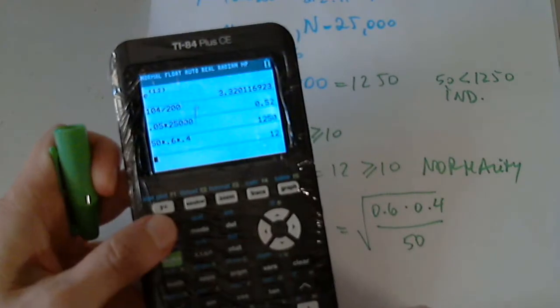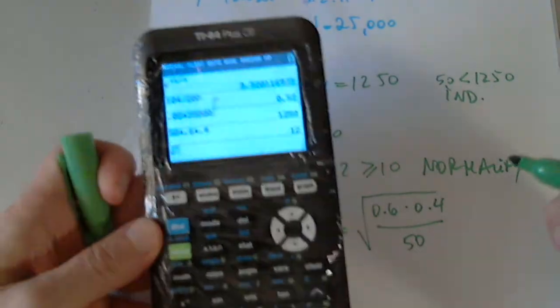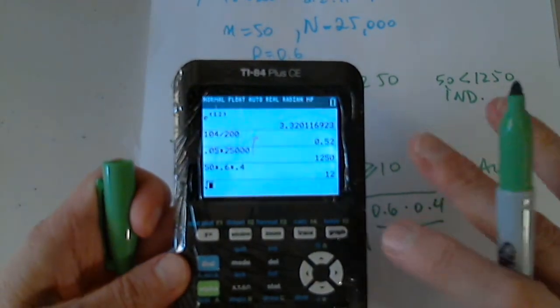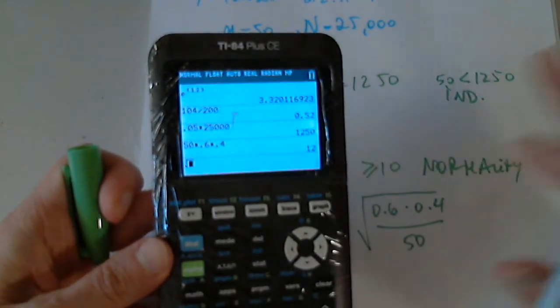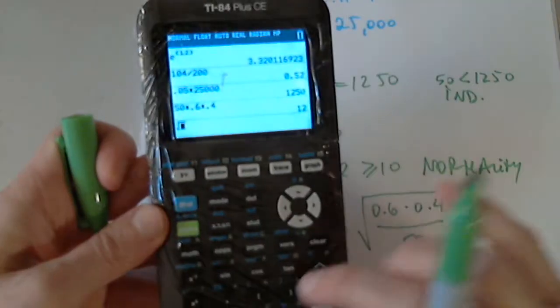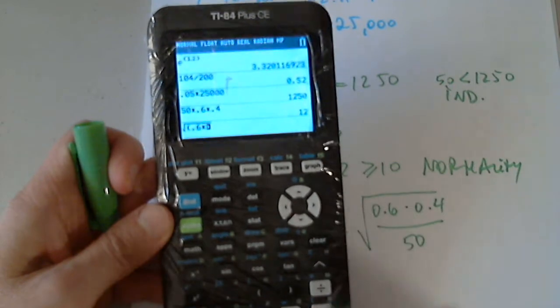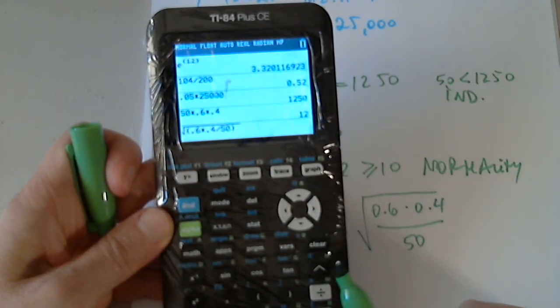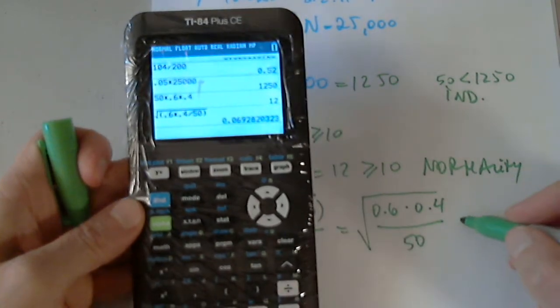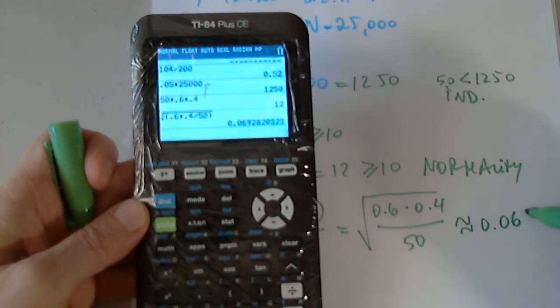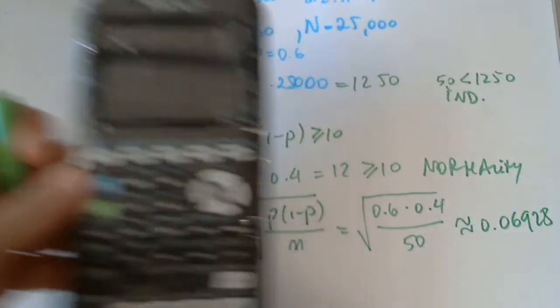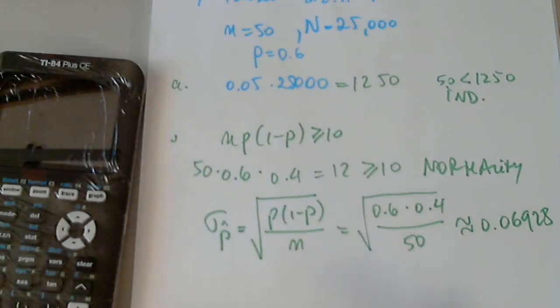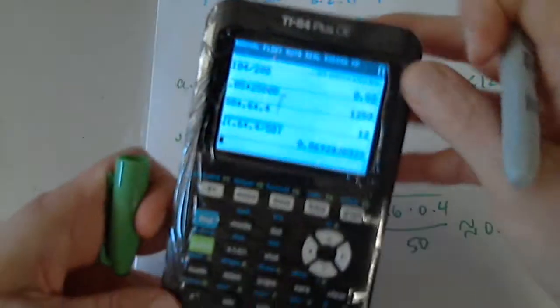So be careful how you put it in the graphing calculator, because you have these new sophisticated calculators that maybe do not need certain parentheses, but I don't trust it. So I put 0.6 times 0.4 and I divide by 50 and close the parenthesis. And I got approximately 0.06928. And now I'm going to look and see what they want. Round to 6 decimal places.